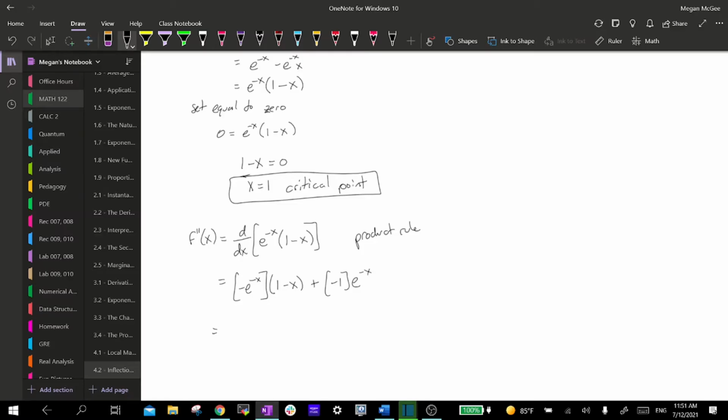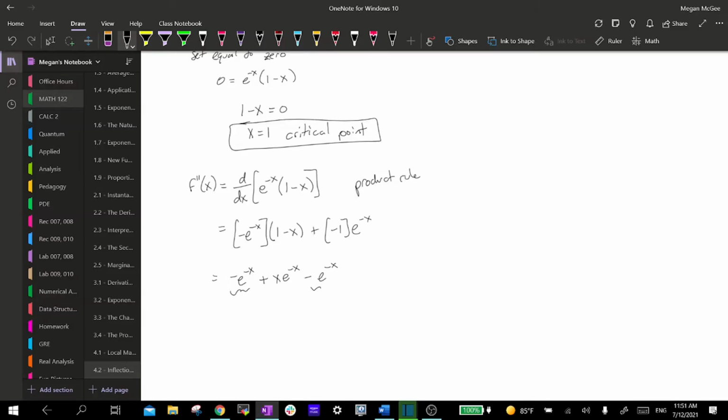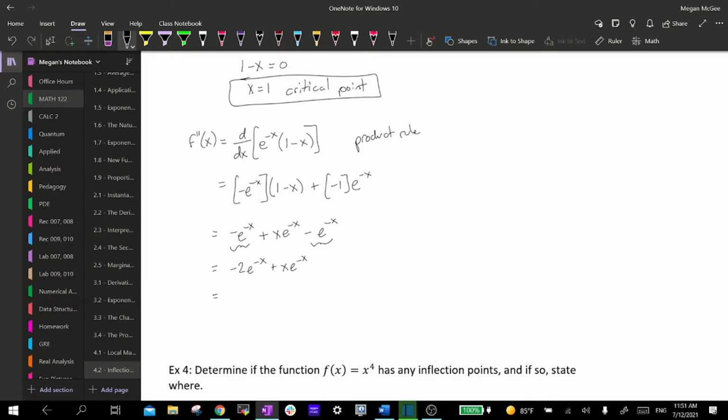And so we'll get negative e to the negative x plus x e to the negative x minus e to the negative x. And we have like terms here, so we can go ahead and add them together, which will make a negative 2 e to the negative x plus x e to the negative x. And if we wanted to clean this up similar to the first one, we could pull out an e to the negative x and be left with x minus 2.